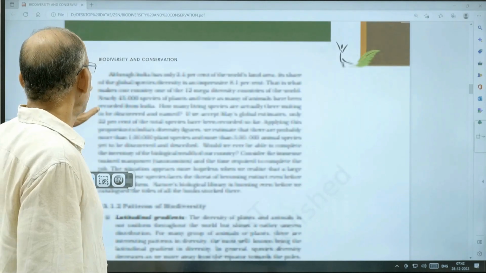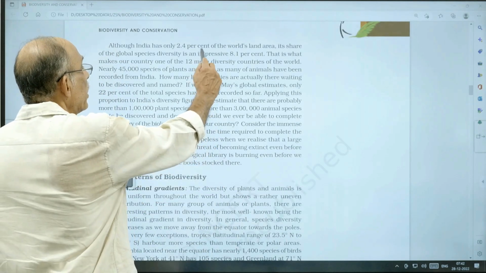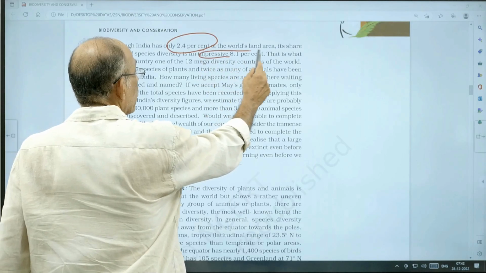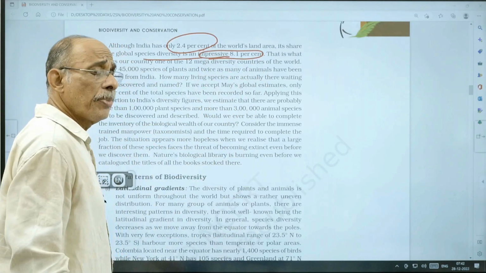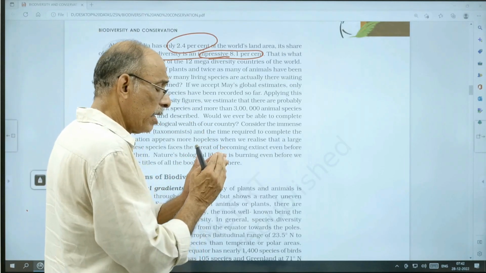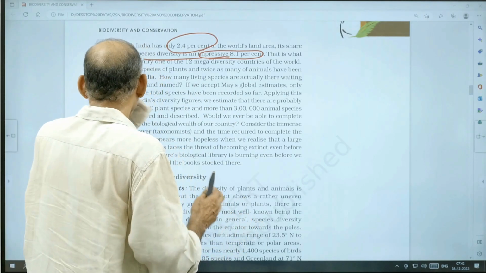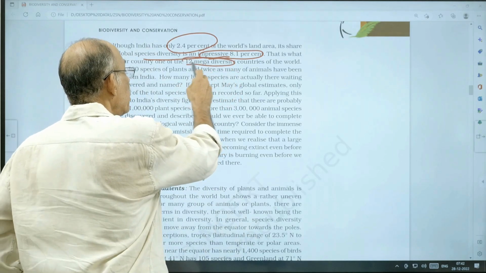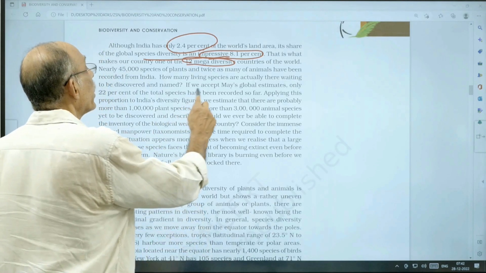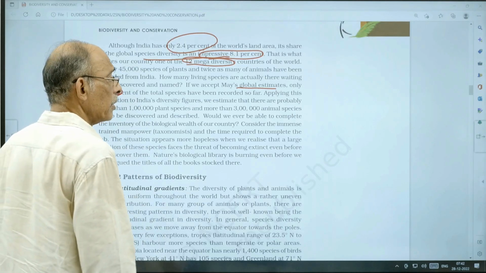Next. Now, what is the condition of India? How many species are present in India? The land area of India is only 2.4% of the world land area, and yet we have 8.1% of the species diversity. Such a small land area with the maximum number of species diversity, such countries are named mega diverse countries, and India is one of the 12 mega diverse countries of the world.